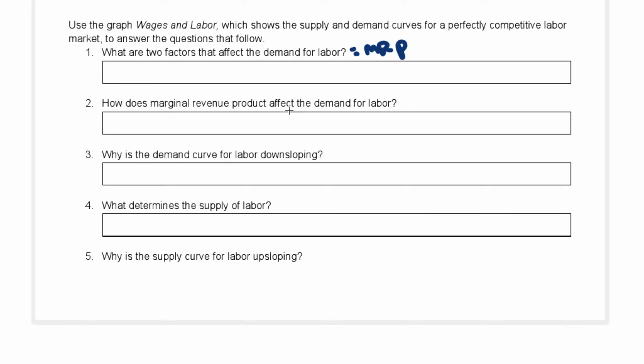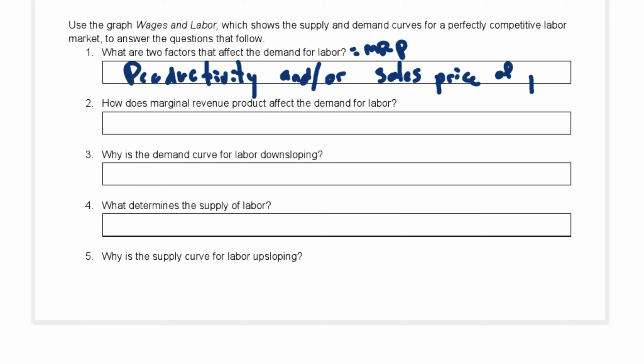And that demand for labor, so MRP, the things that are going to move that around are going to be productivity of the workers. If your workers can produce more stuff, you're going to wind up wanting to hire more of them. The other one, and or, could be both, could be one at a time: the price of your product. So kind of the sales price of that thing you're making. So the sales price of my product. How much am I selling this thing for?